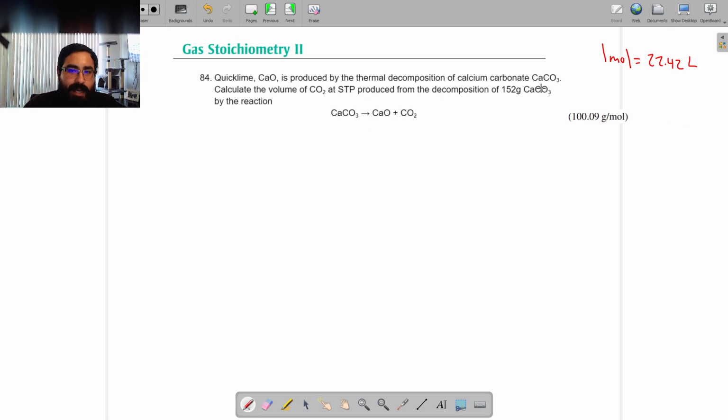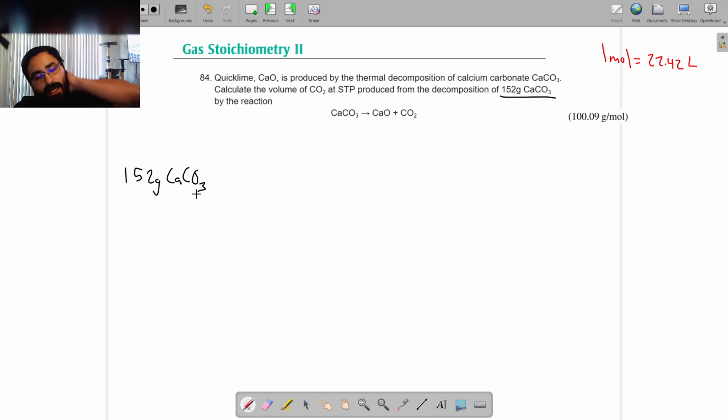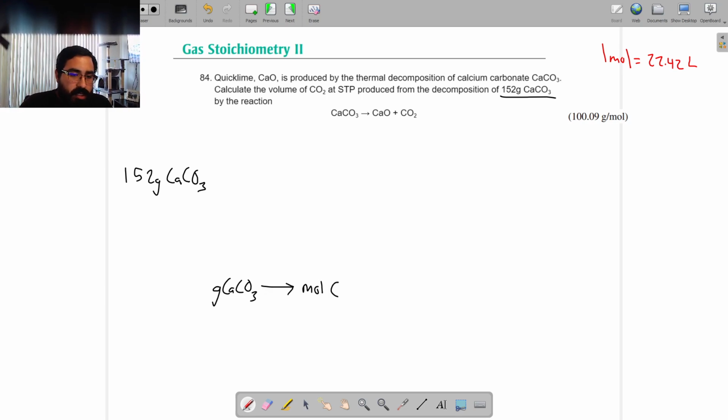But let's check this out. We have 152 grams of calcium carbonate. Now let's think of a plan. We have grams of CaCO3, but you should never work with grams. You should always work with moles. So let's turn that into moles of CaCO3. Now, we don't want moles of CaCO3. We want volume of CO2. That's the ultimate goal. We want liters of CO2. So how do we get there?